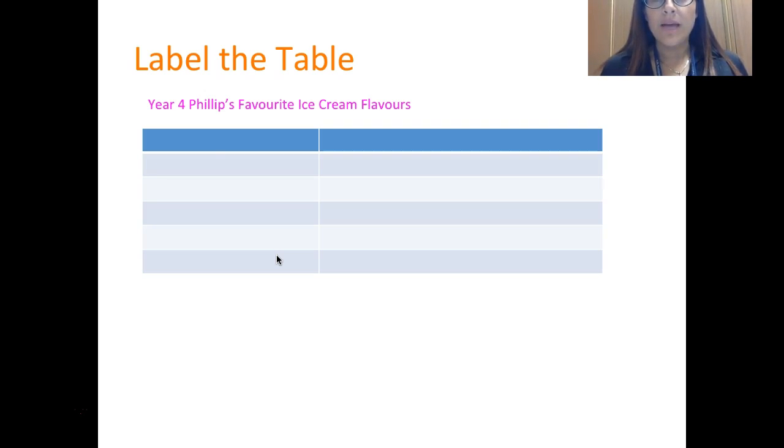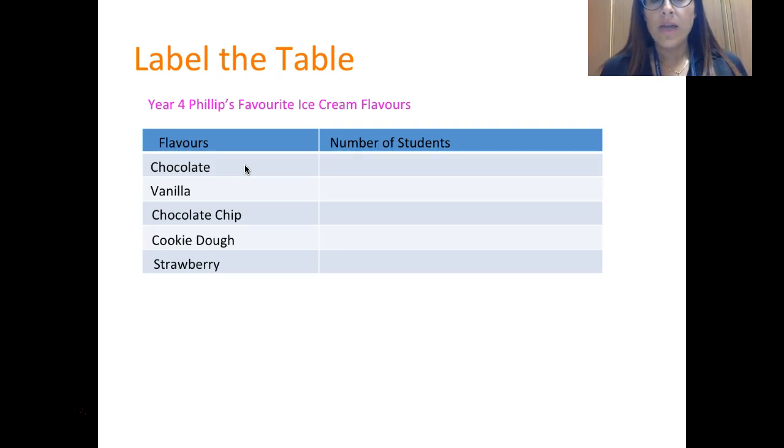Now we need to label our table. We need to label this part the flavours and this part the number of students, and here we will place in all the different flavours: chocolate, vanilla, choc chip, cookie dough and strawberry. I got these flavours based on the data that we were looking at previously.